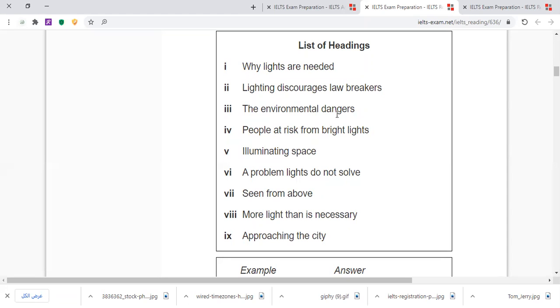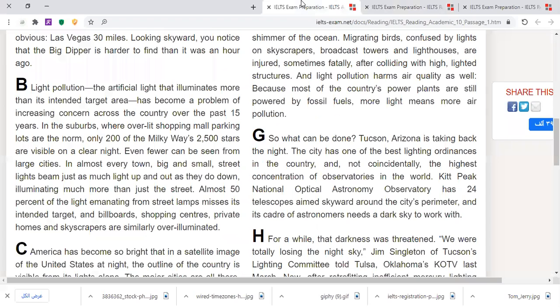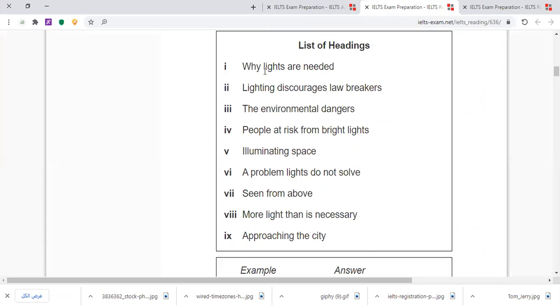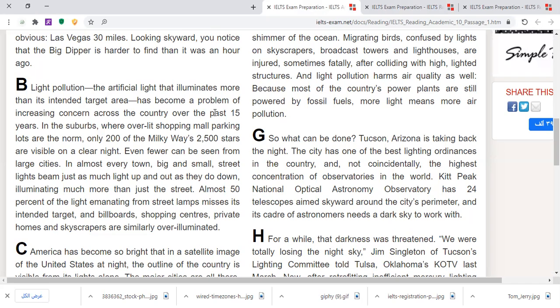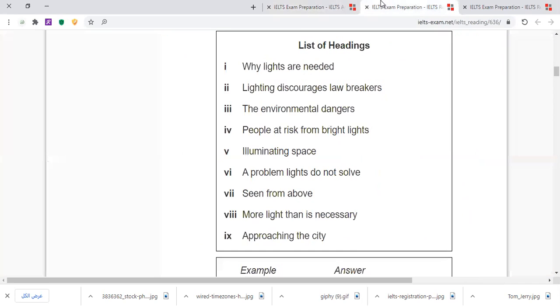Did he talk about the environmental dangers of the light? Here, did he talk about the environmental danger? No. Again, no, he didn't talk about this. Very good. Right, let's go back. Now all 3 are not with us. People at risk from bright lights. There are some lights that are very bright that put people at risk. Did this paragraph talk about this? No. Again, no. Very good. You see, filtering your answers is a very good way. So those 4 are not with us.